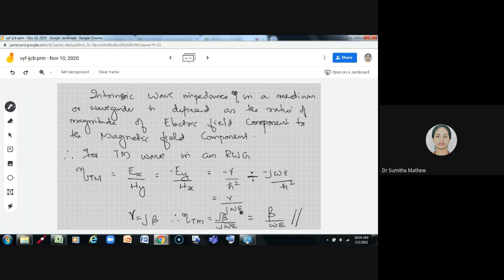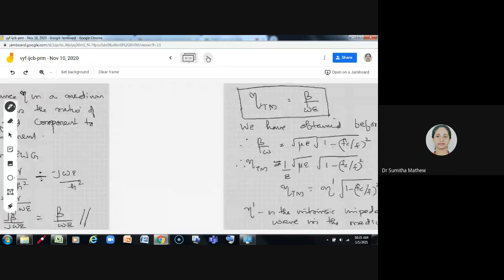Eta TM is equal to gamma by j omega epsilon, and gamma, as you know, is j beta. So eta TM is equal to j beta by j omega epsilon. J cancels, it is equal to beta by omega epsilon. So what is eta TM, or intrinsic impedance? The expression is eta TM equals beta by omega epsilon.